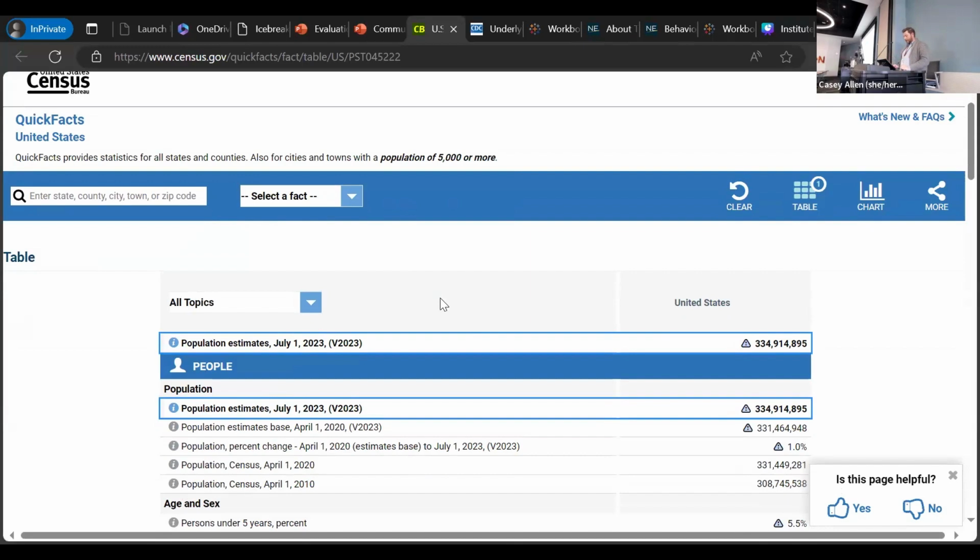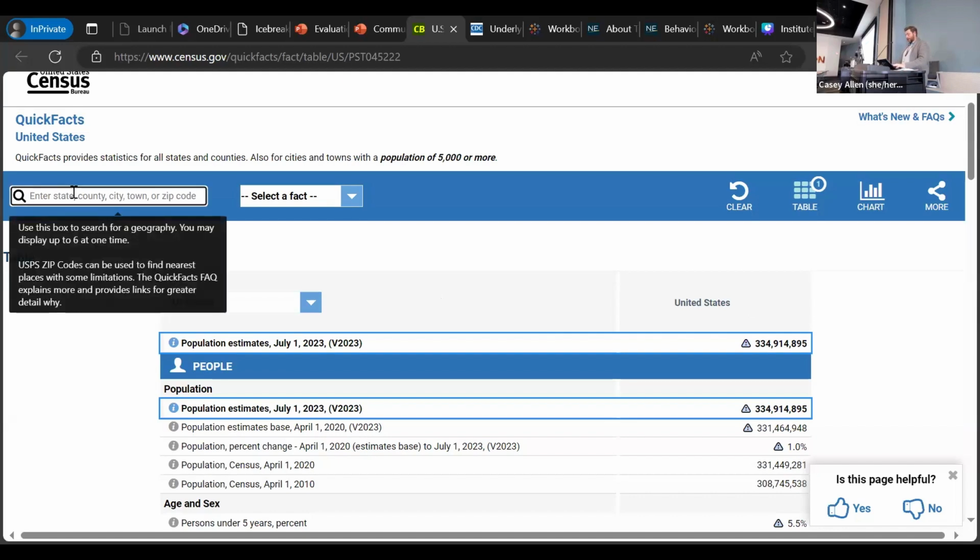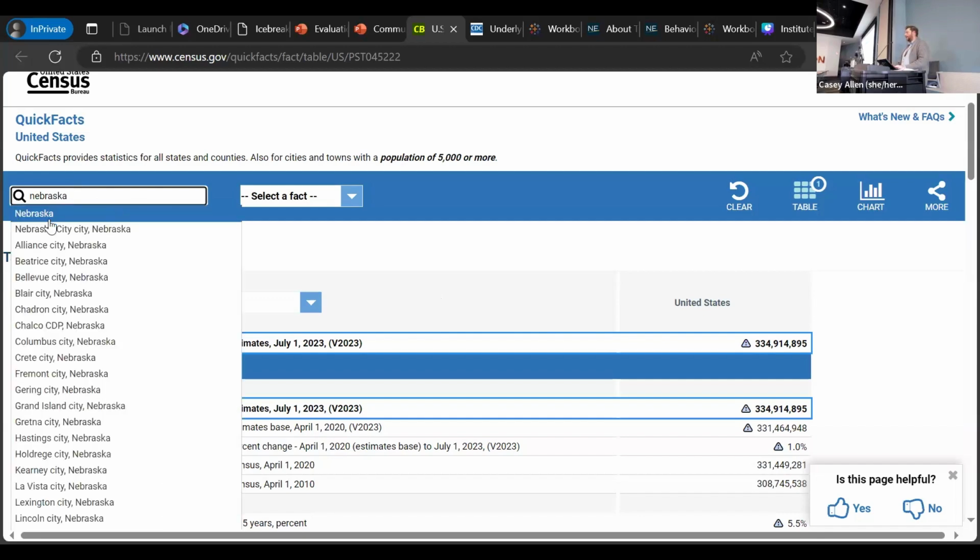So this very easily allows you to access information regarding population, demographics, housing, families and living arrangements, computer and internet use, education, health, the economy, transportation, income and poverty, and then business and geography. So a very powerful tool to get some crude rates for you to be able to get a picture of the populations that you're interested in. By default, the population that's selected is the United States. Let's go ahead and also incorporate Nebraska.